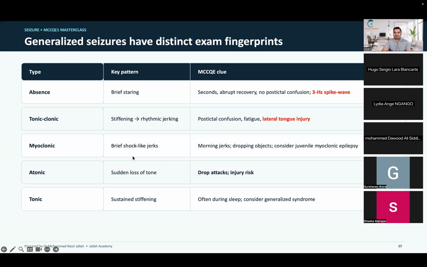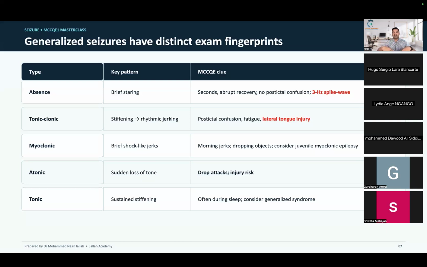Myoclonic is brief shock-like jerks, morning jerks, dropping objects, consider juvenile myoclonic epilepsy. Atonic is sudden loss of tone. So atonic: tone is the stiffness, atonic is when you lose the tone. So suddenly the patient drops, doesn't sleep. The patient has seized, but the patient doesn't have tone. For example, you're talking to somebody, suddenly the patient just drops out, like he just falls down.